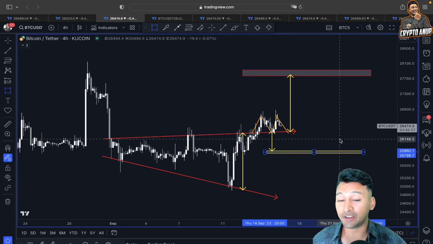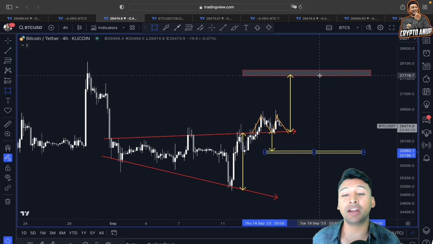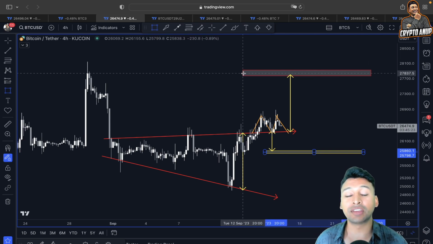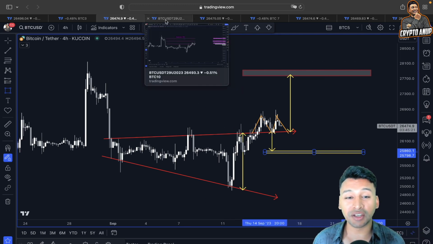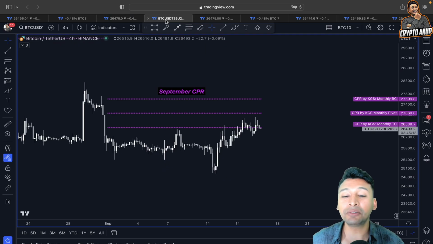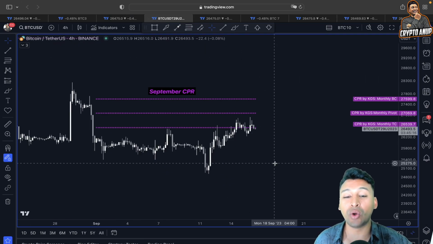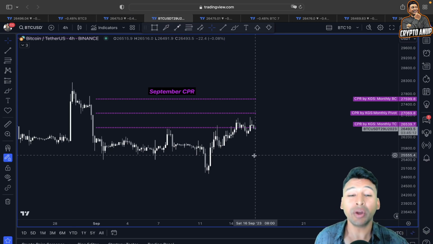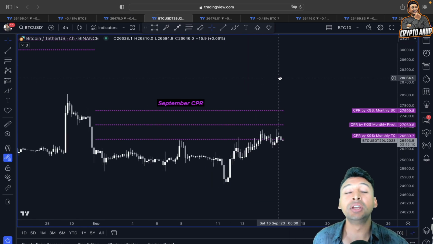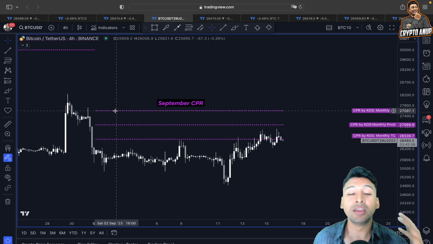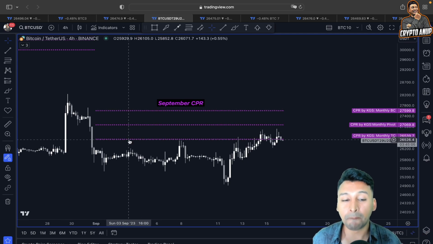And we know if we do remain above that area, the price objective is again going to be in between 27,000 to 28,000 before choosing a trend duration. And now let me show you with another example why the resistance between 27 to 28,000 is so important, because that's also the resistance line from this September CPR, top, central, bottom CPR line.